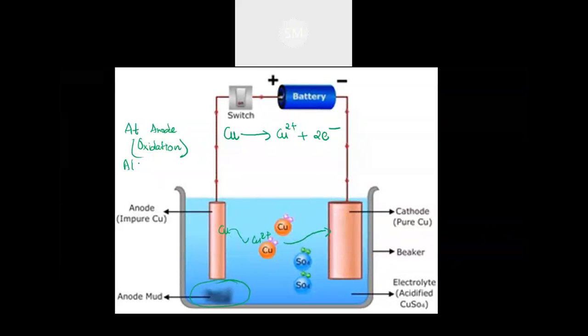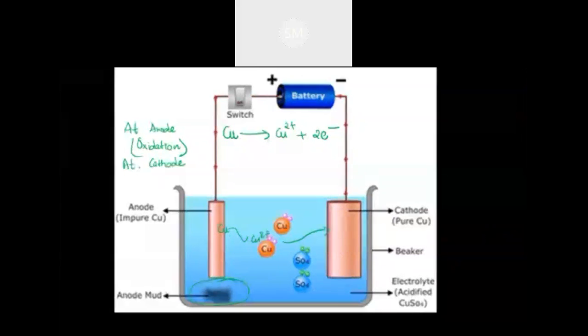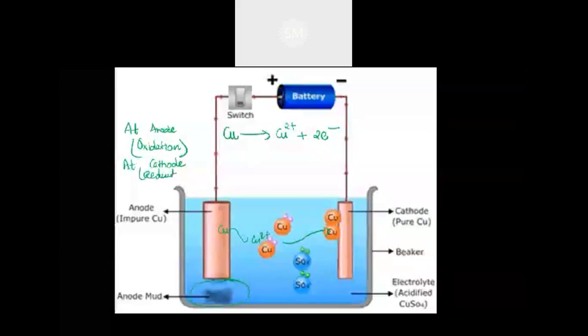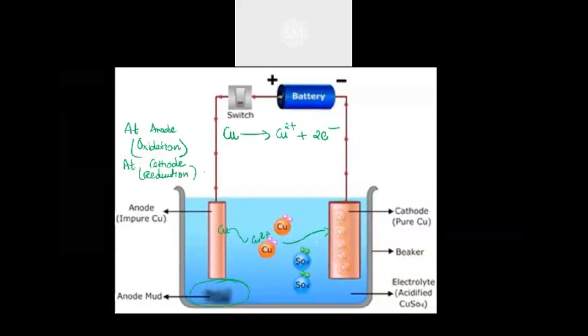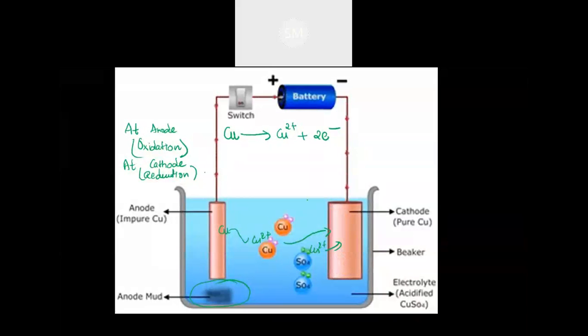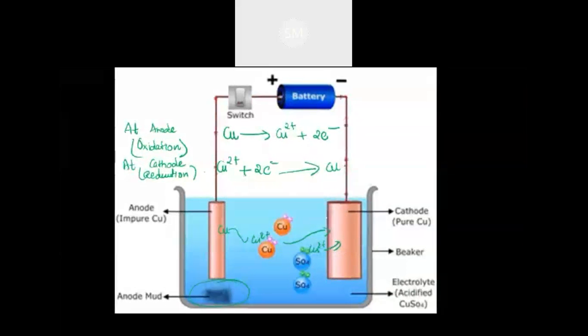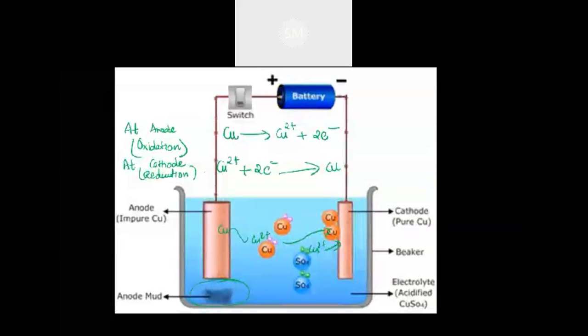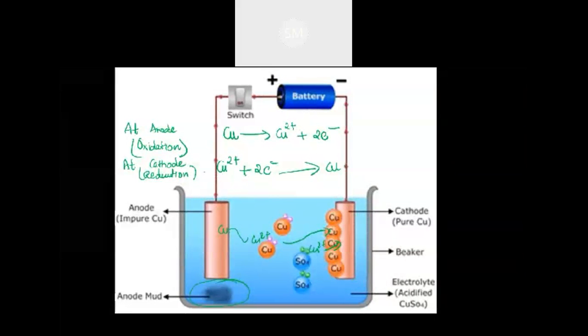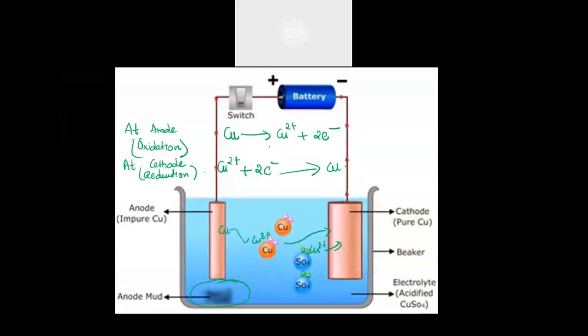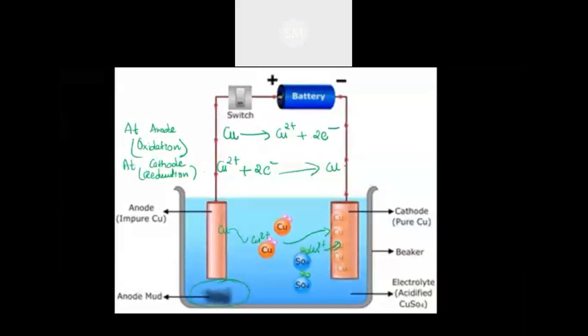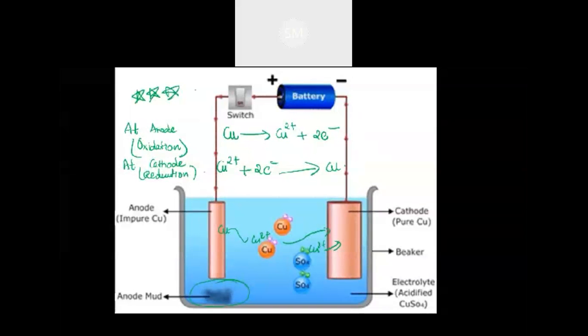Then come to the cathode side. At the cathode, reduction is taking place. Here the Cu2+ ion is going there, receiving 2 electrons. Reduction means gain of electrons. So Cu2+ takes 2 electrons and gets converted to Cu, then goes and gets deposited on the cathode side. It is a simple equation, the same equation, but reverse it and write. For oxidation, you put the electrons on the right side. The same thing, from right to left, you have to write for reduction. This is important, this can be asked. You can expect the equation to be asked in the exam.